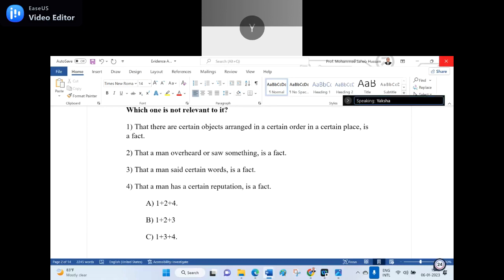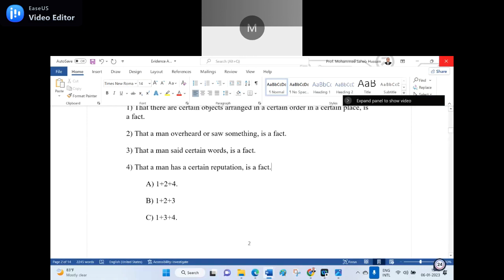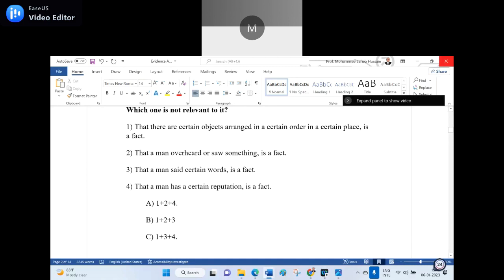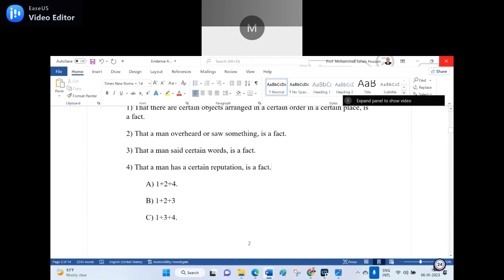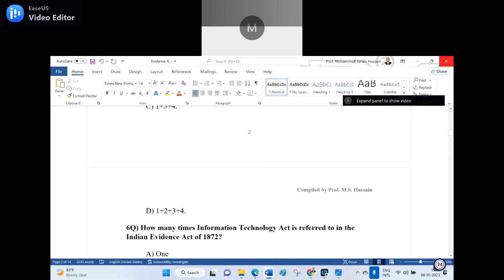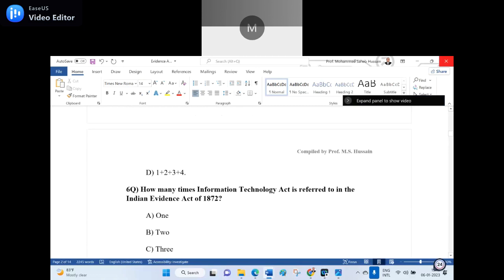If I say it is right, find out what is wrong there. You shoot it nicely, no doubt, but I want to know what is wrong over there. Among the two, the second one is the wrong illustration. That a man overheard or saw something, in fact, it is not overheard. The man heard or saw something. Is it clear? Yes, sir.